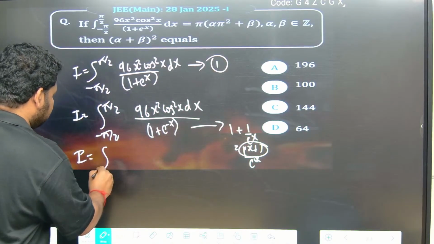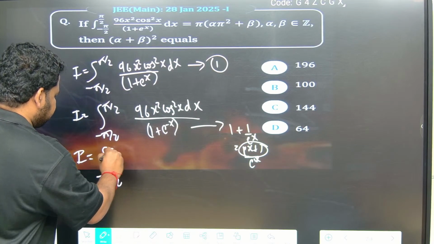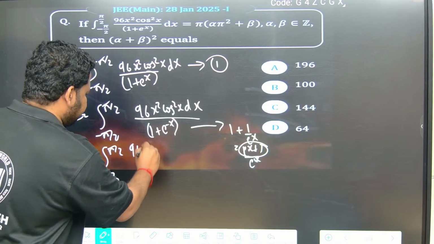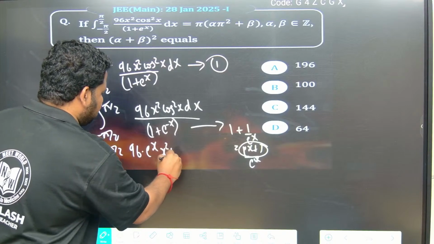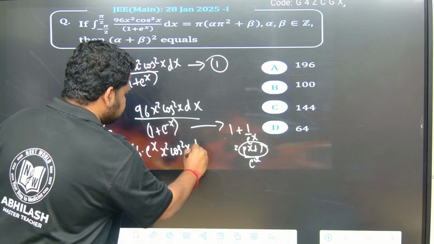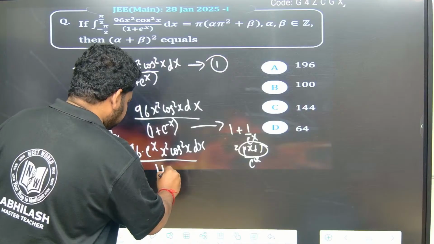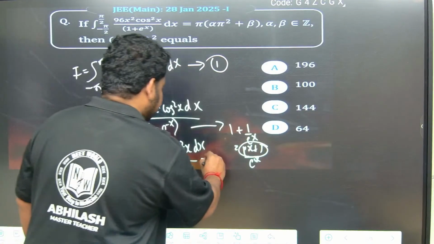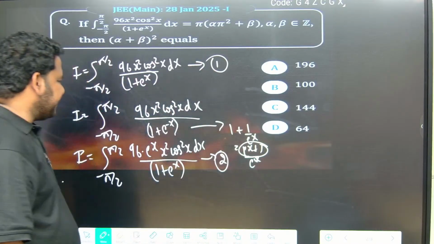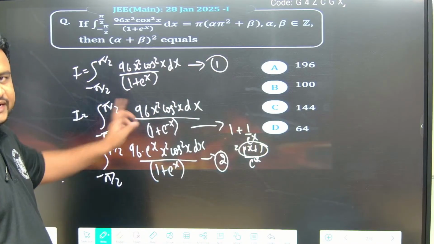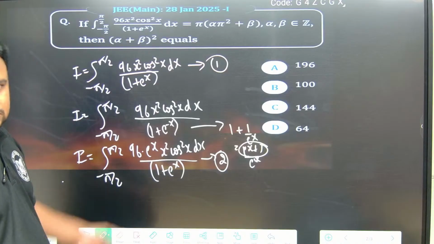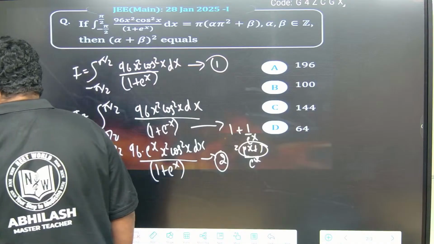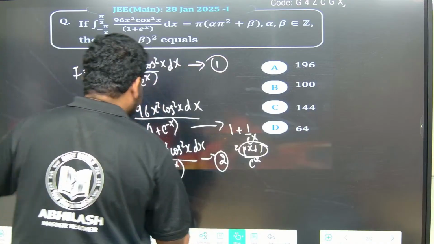I will be equal to minus pi by 2 to plus pi by 2. So, this will be 96 into e power x into x square cos square x dx by 1 plus e power x dx. This is what we have. Now, this is nothing but I will name it as 2. Now, what I can do is, if I add 1 and 2, what will I get? That is the superstar formula I told you. If I add 1 and 2, what will I get, friends?